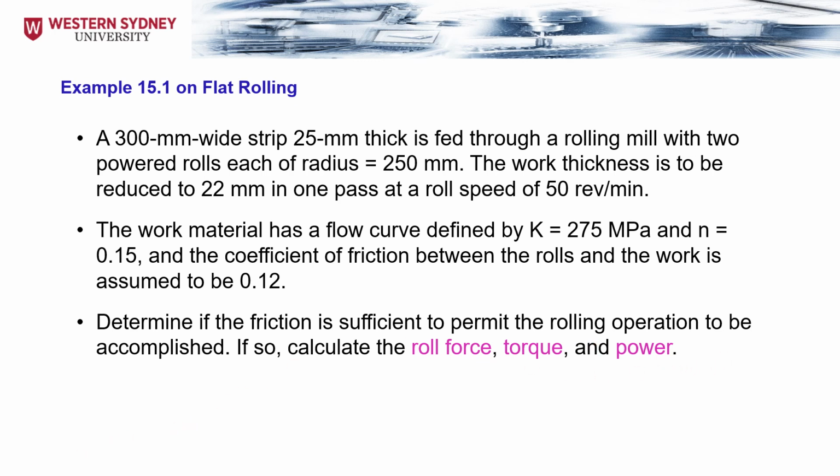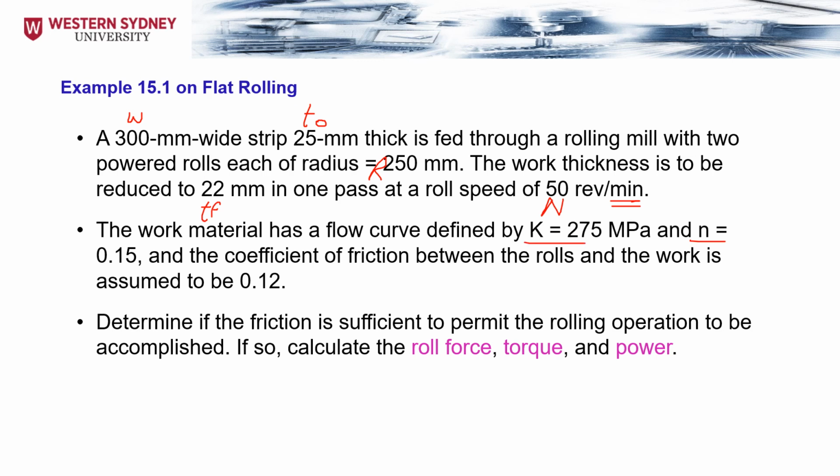So first, we're going to take the given values. This will be the W, this will be the T_o, this is the R, the radius, and this is the T_f. And this is the N. But remember, this one is in minutes, and we need to change it into seconds because the power is going to be joules per second. So we need to change that later to revolutions per second.